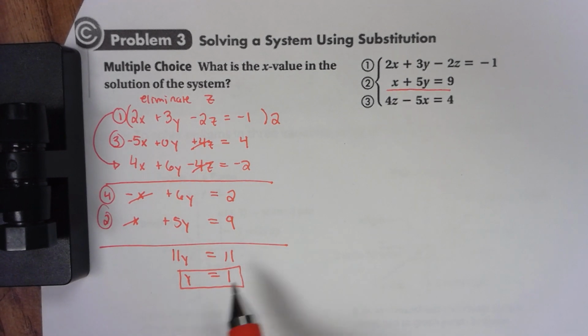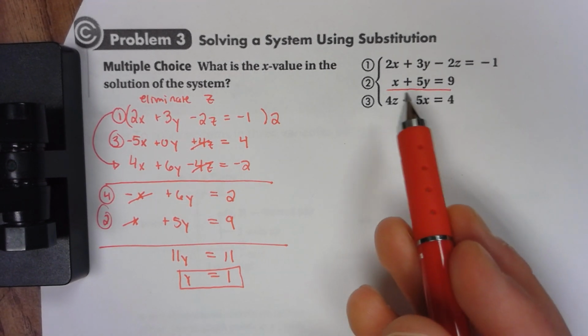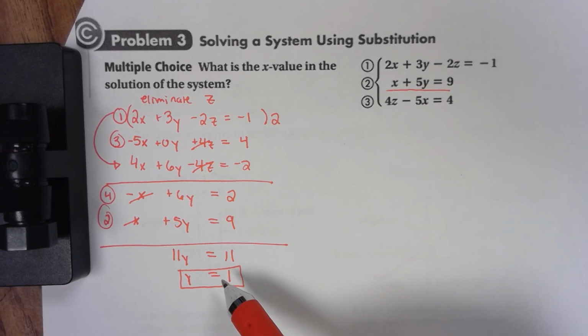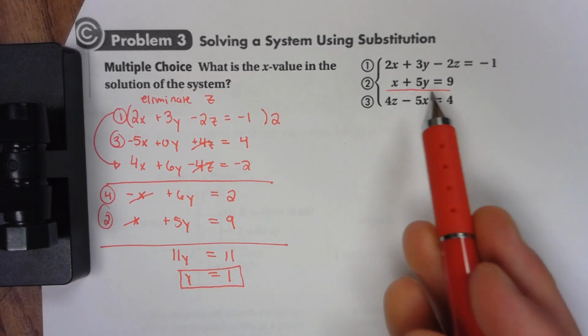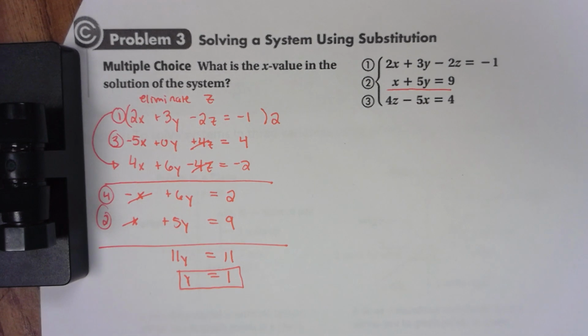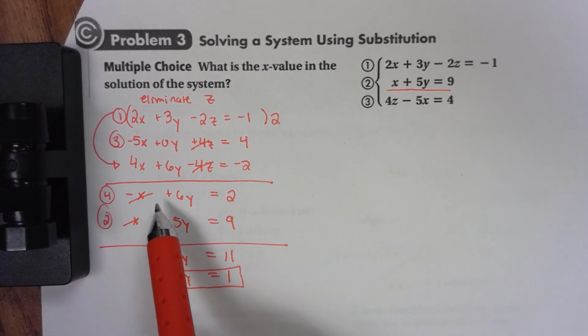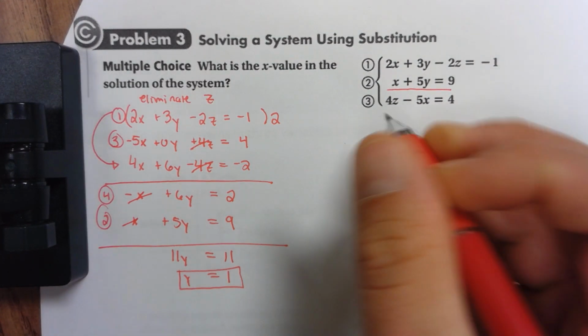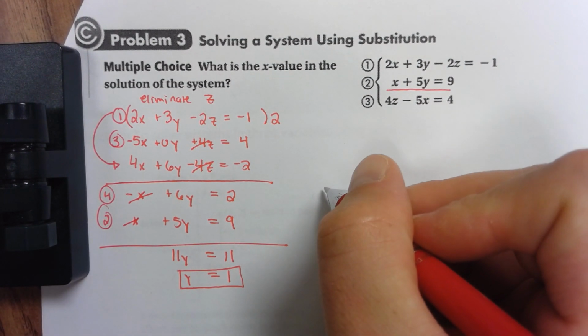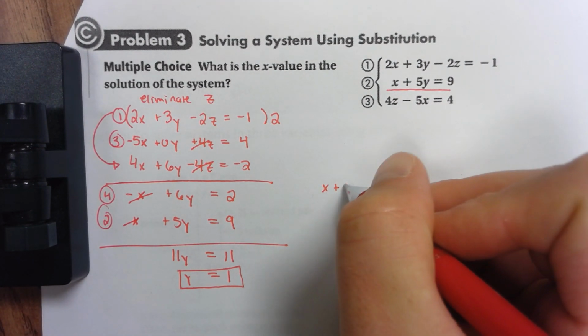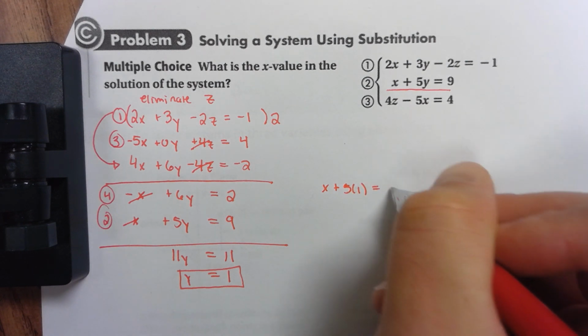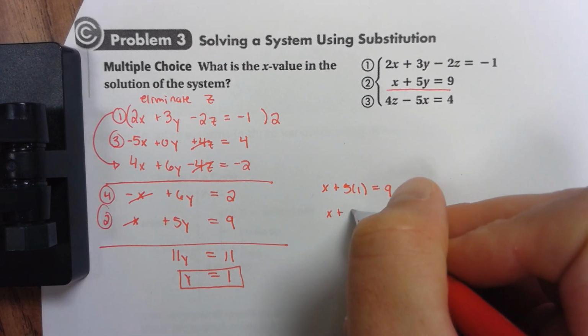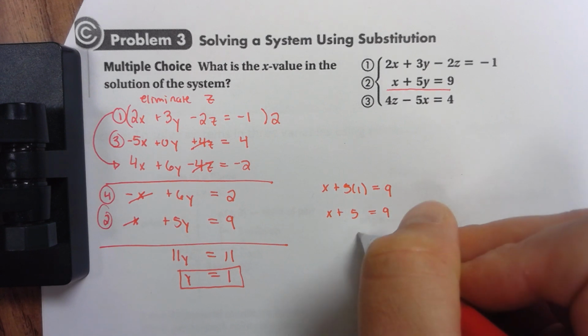Then to find any other variable, I'm going to take this value of y and plug it into one of my equations that has y and either just x or just z. That would either be equation 2 or 4. Let's just go with 2. So using equation 2, I have that x plus 5 times 1 equals 9, or x plus 5 equals 9, which means x is 4.